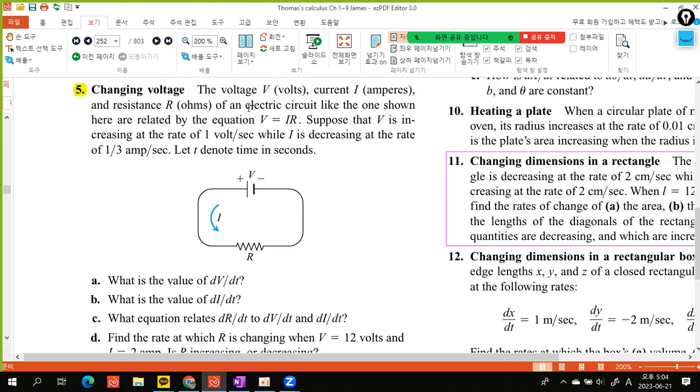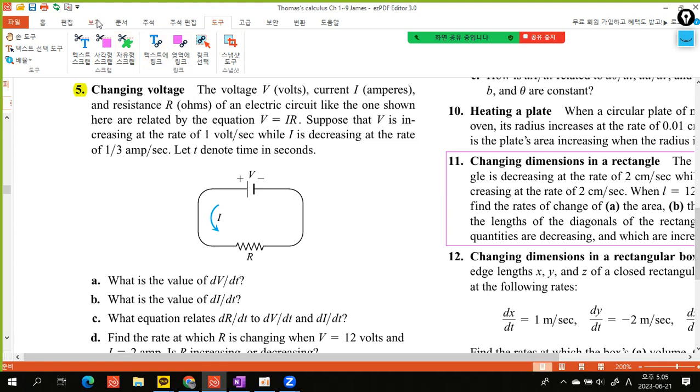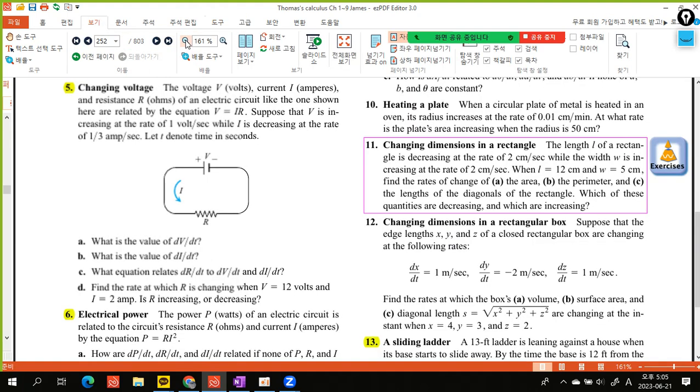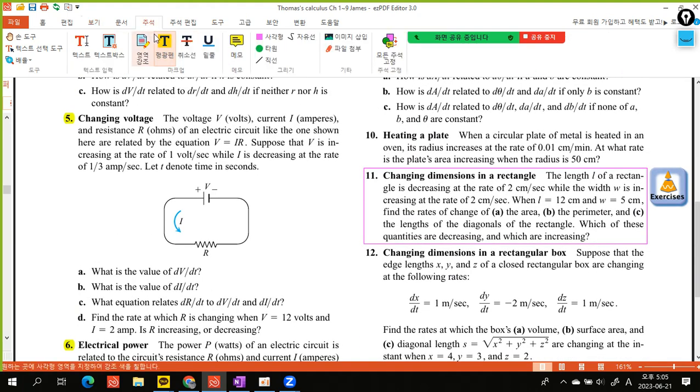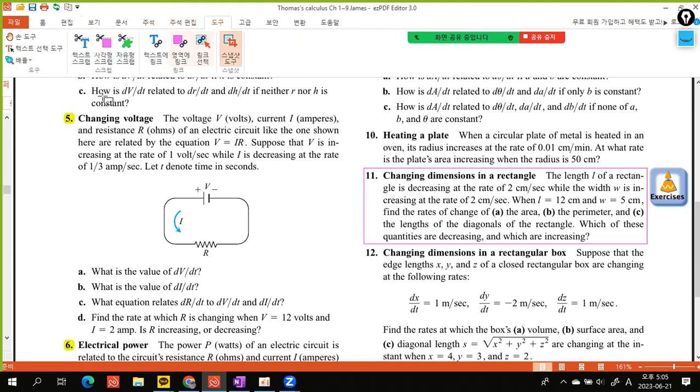So in number 5, according to Ohm's law, the voltage is equal to the product of current and resistance. So we want to find the rate of change in resistance when both the voltage and current change in this problem. Yes, so let me copy this.